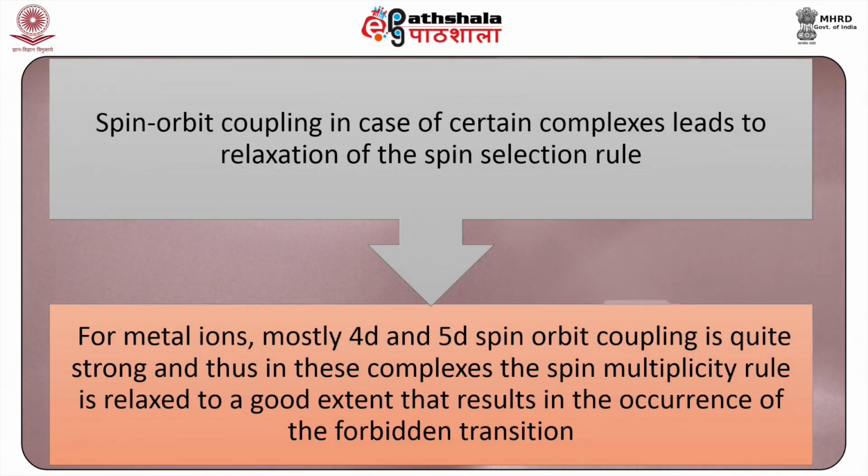The spin-orbit coupling in case of certain complexes leads to the relaxation of the spin selection rule. For metal ions, mostly 4d and 5d, spin-orbit coupling is quite strong, and thus in these complexes, the spin multiplicity rule is relaxed to a good extent, which results in the occurrence of the forbidden transitions.